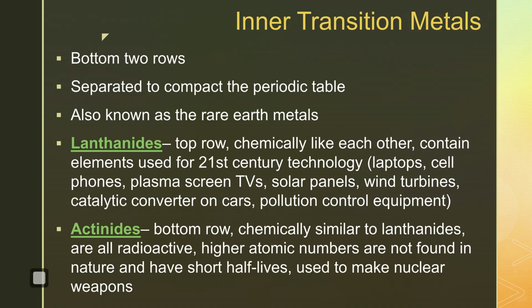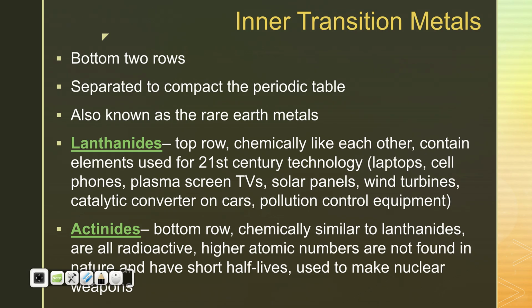All right, inner transition metals. These are the 2 rows at the very bottom, okay? Again, we do this to make sure that these, which do have similar chemical properties as you go across them, are grouped properly. They're also known as rare earth metals. If we put them in with the transition metals, it would mess up the whole table, so we call them inner transition metals because they're inside the transition metal area.